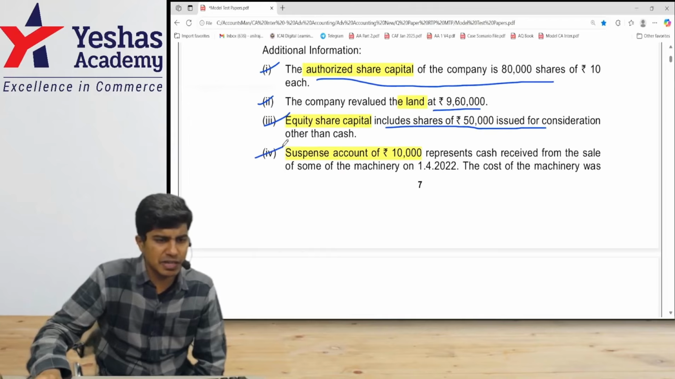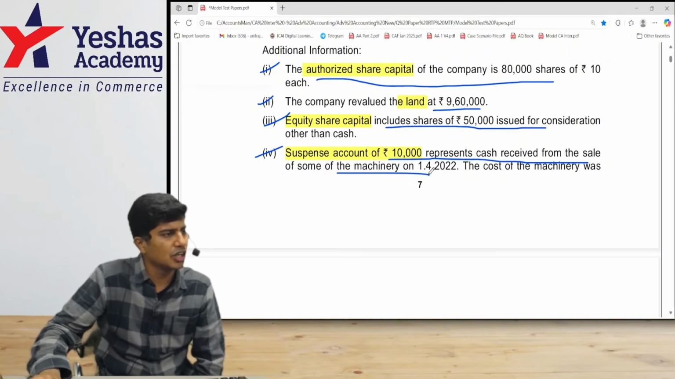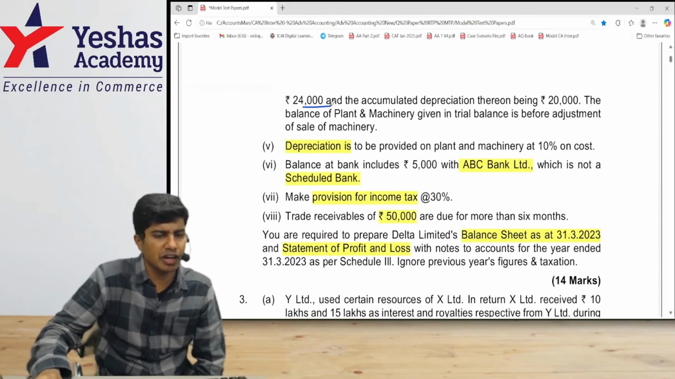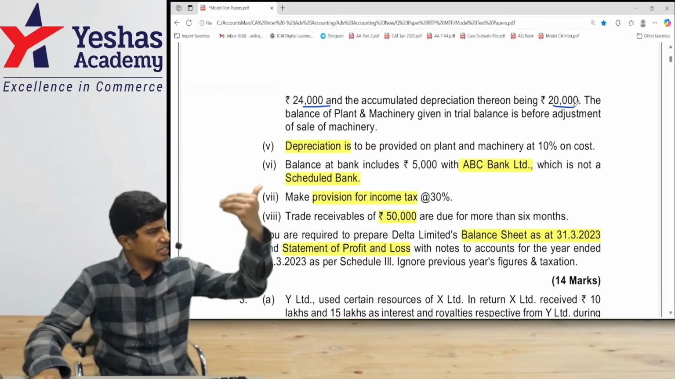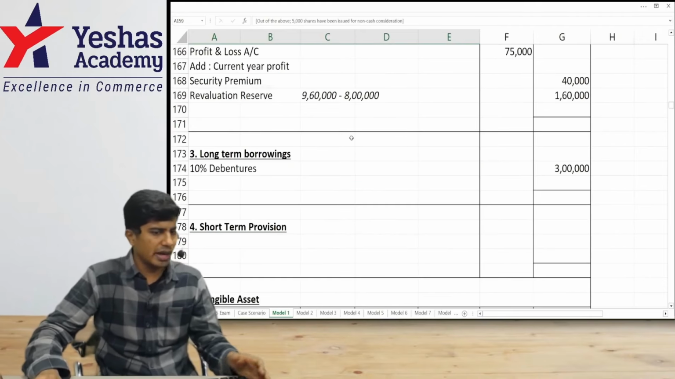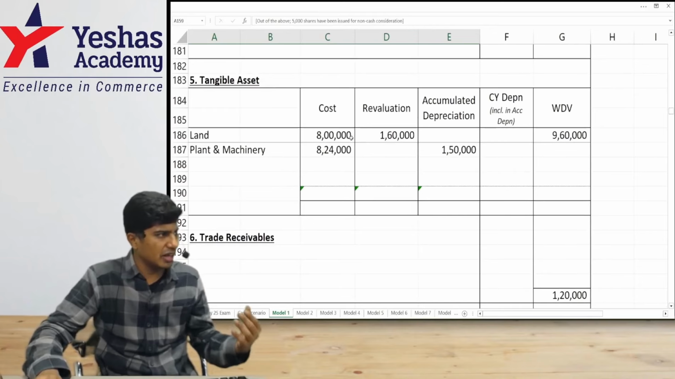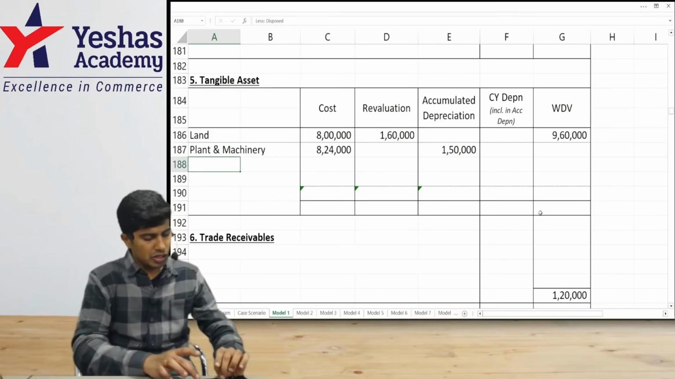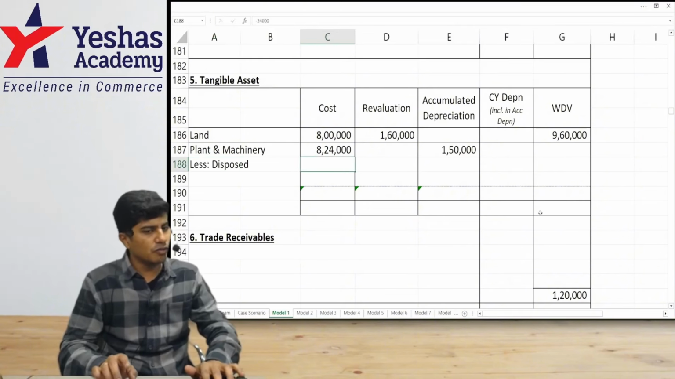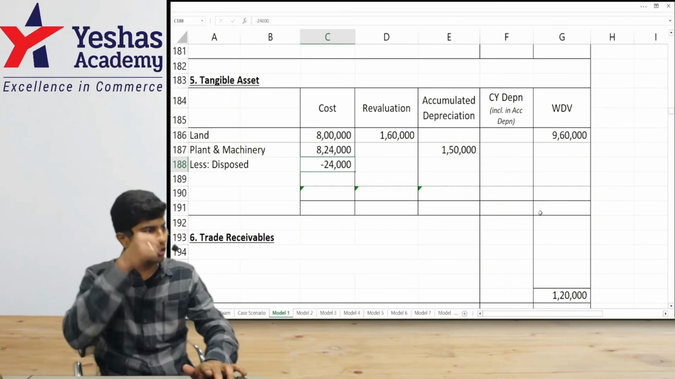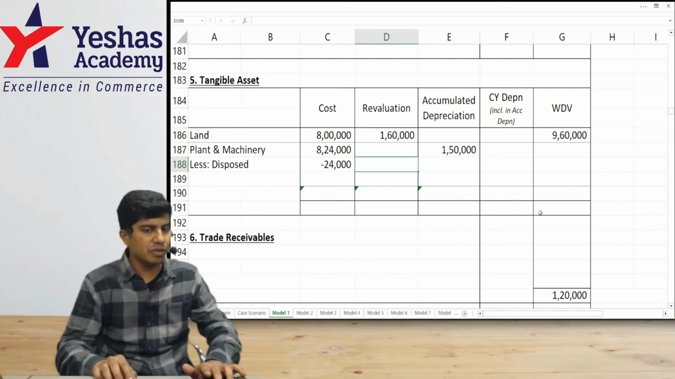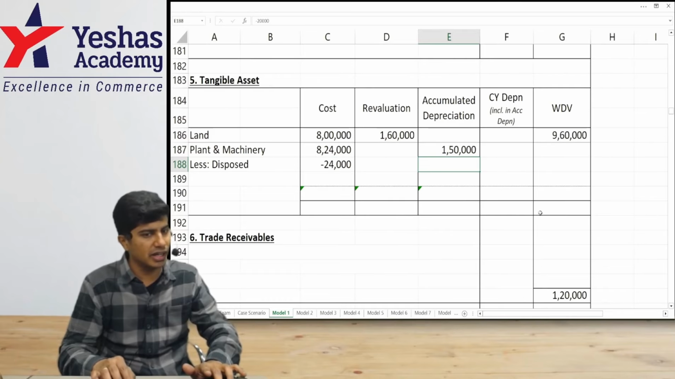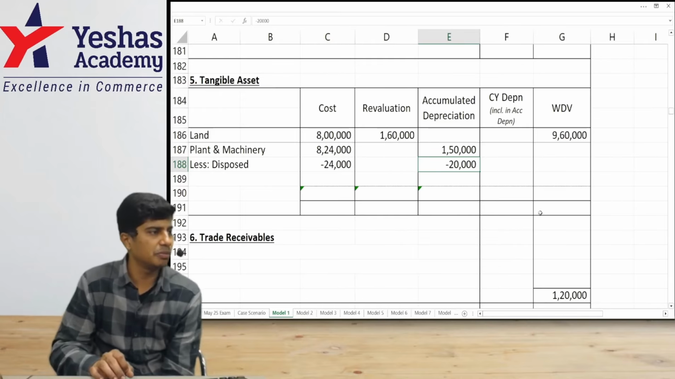After this, what we have is suspense account of 10,000 representing cash received from sale of some machinery on 1/4/2022. Cost of the machinery was 24,000. Accumulated depreciation is 20,000. This much worth of asset is gone now. I'll not do a detailed journal entry. I'll try to tell it in short. Try and understand. If you don't understand, then I'll explain in detail. Because the plant and machinery is disposed of, original cost 24,000, the original cost column will reduce by 24,000. And because accumulated depreciation on this was 20,000, it will be reduced in the accumulated depreciation column.